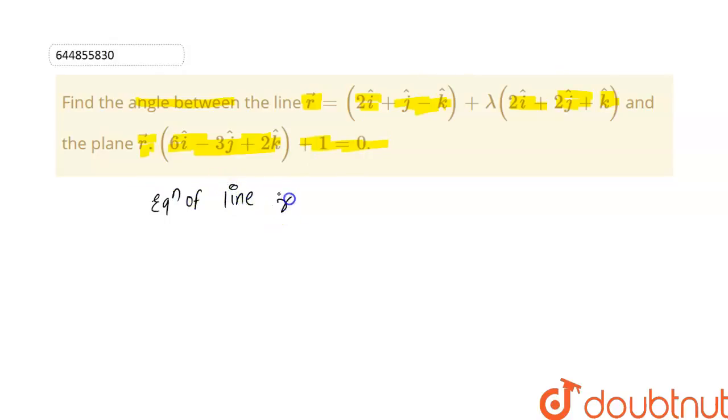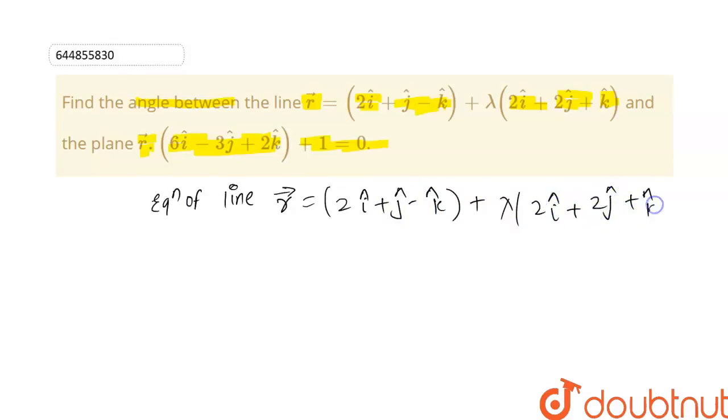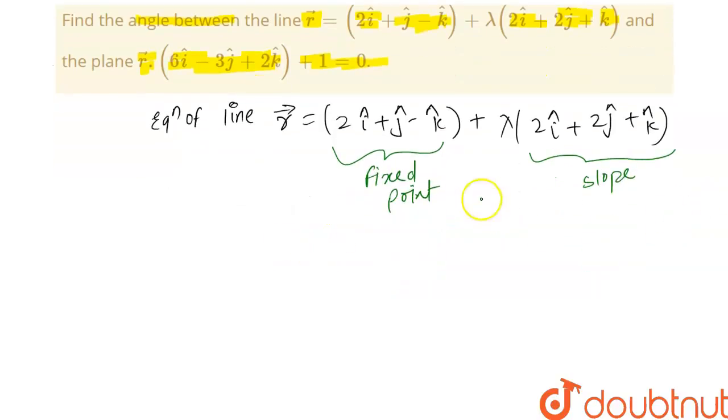The given equation of the line is r vector = 2i cap + j cap - k cap + lambda (2i cap + 2j cap + k cap). In the equation of a line, this is the fixed point through which the line is passing, and this is not the slope, this is basically our direction ratios. So the direction ratio of the line is a1 = 2, b1 = 2 and c1 = 1.